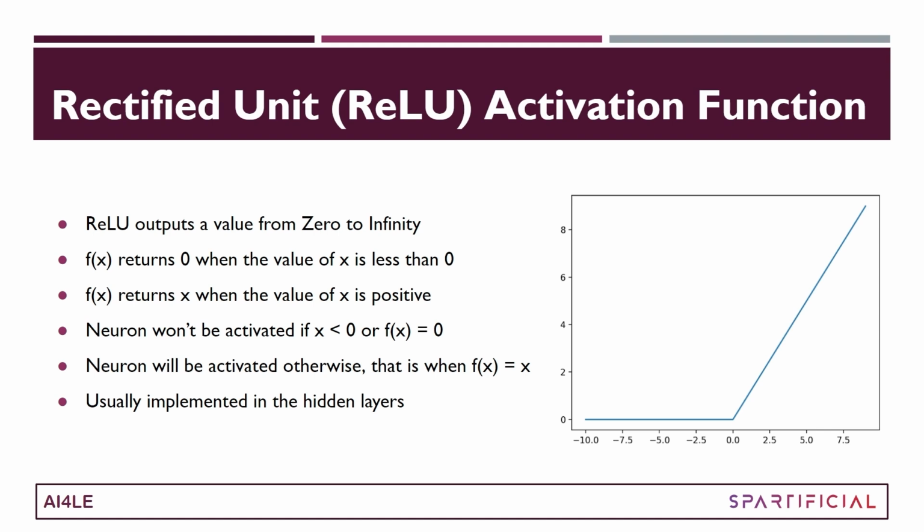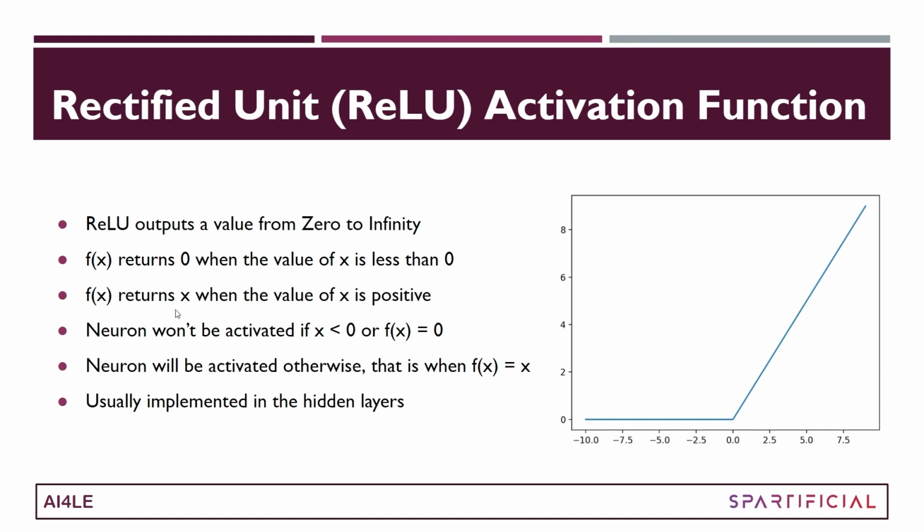And right after that, for any positive value that it takes, the output will be equal to that positive value. This type of activation function is called the rectified linear unit, or ReLU activation function. As you can see, ReLU outputs a value from 0 to infinity. And f of x returns 0 when the value of x, that is the input, is less than 0, as you can see from this graph.